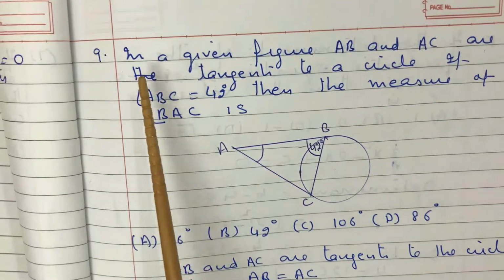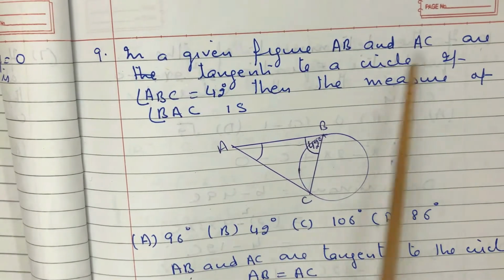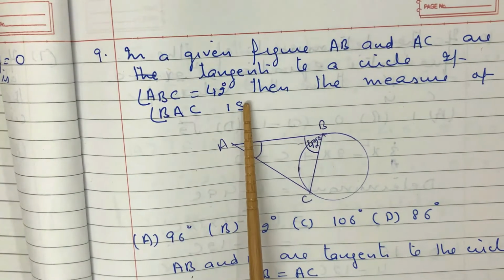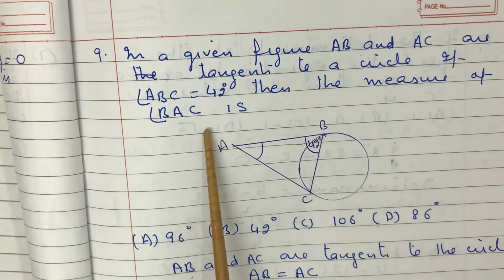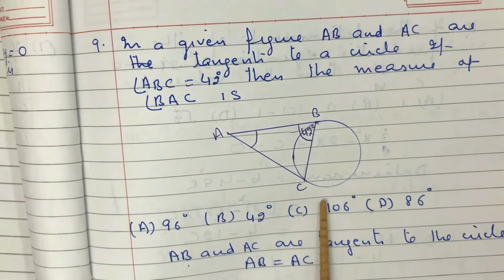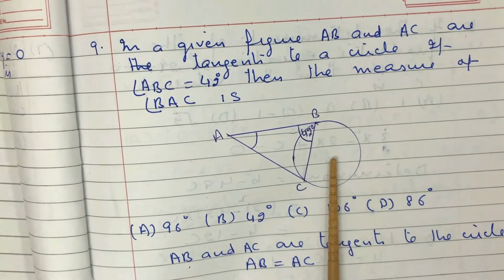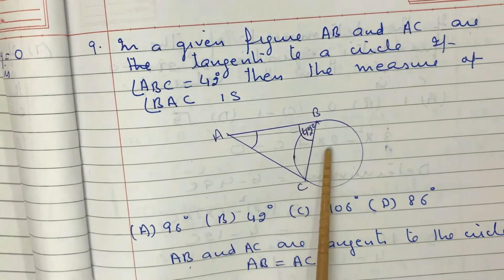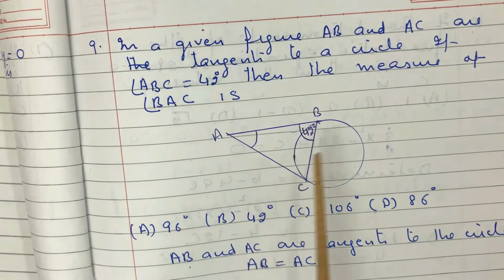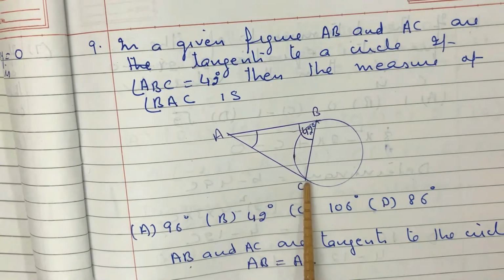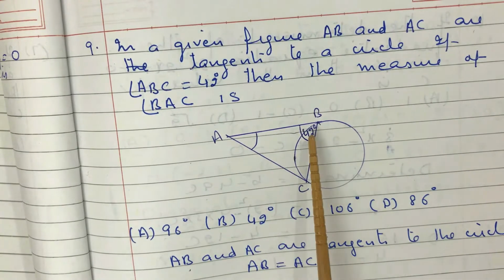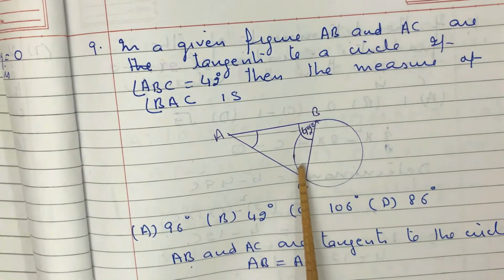Now the 9th question. In a given figure, AB and AC are tangents to a circle. If angle ABC is 42 degrees, then the measure of BAC is, there are 4 options. Now this figure is given to us. Now we know tangents drawn from an external point to the circle are of equal length. It means AB is equal to AC. It means opposite angles of equal sides are equal. It means if this angle is 42, then this angle is 42.